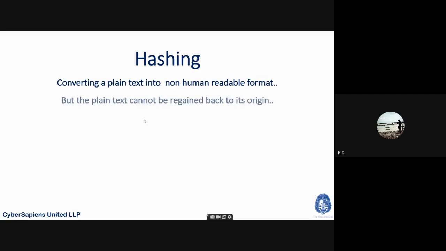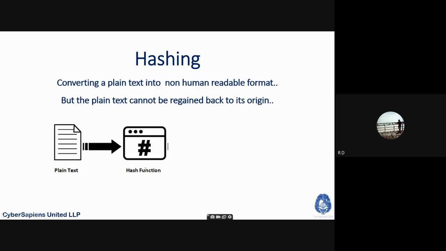But the fact here is that the plain text cannot be regained back to its original text. Once a value is hashed, you cannot reverse it. It is not reversible. So basically there is a plain text and a hash function or hash algorithm that is used. When this is used, a hash value is formed.